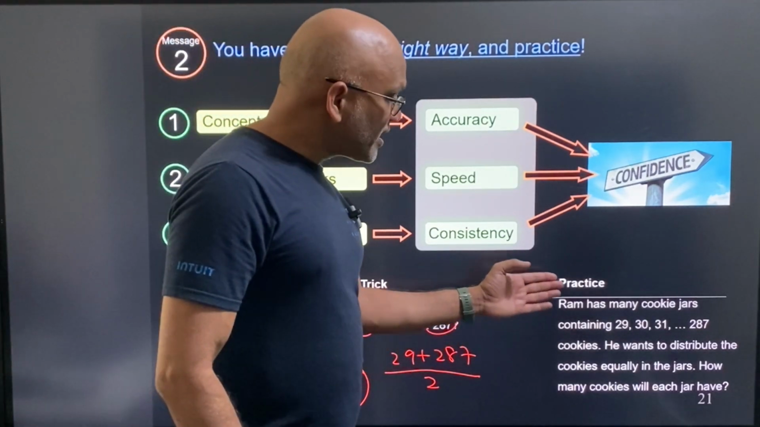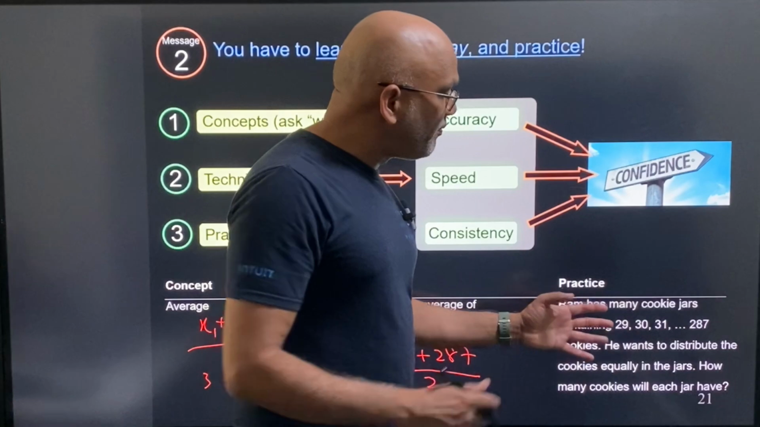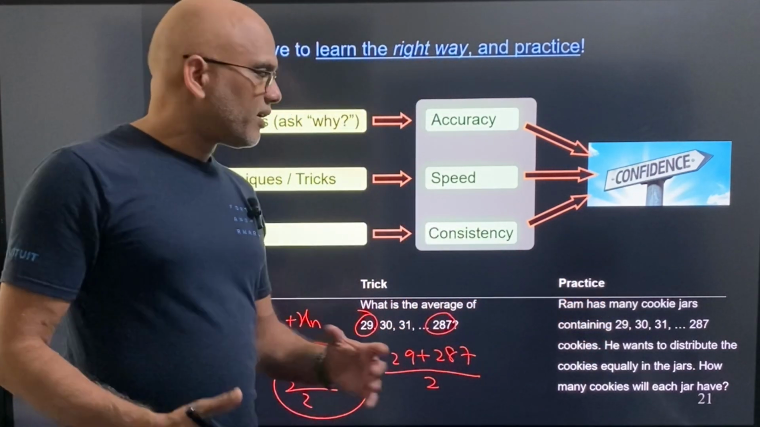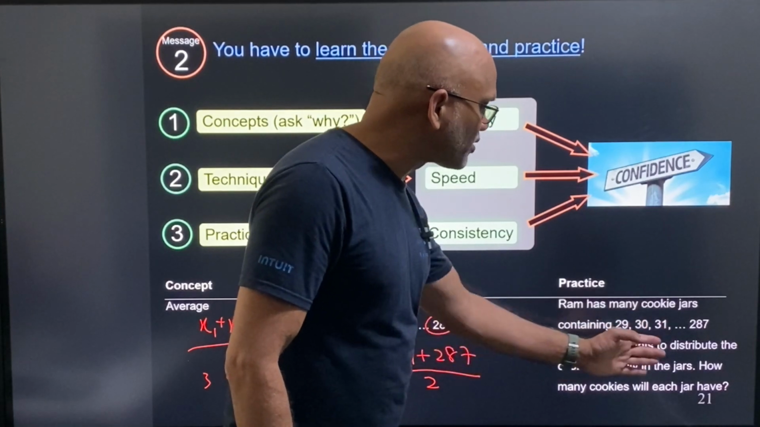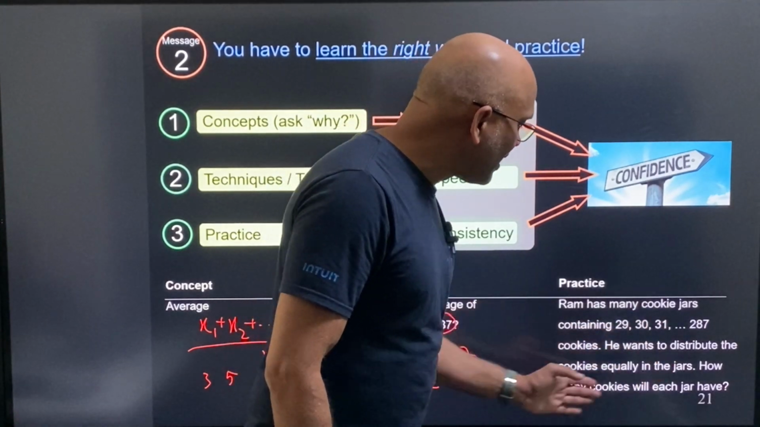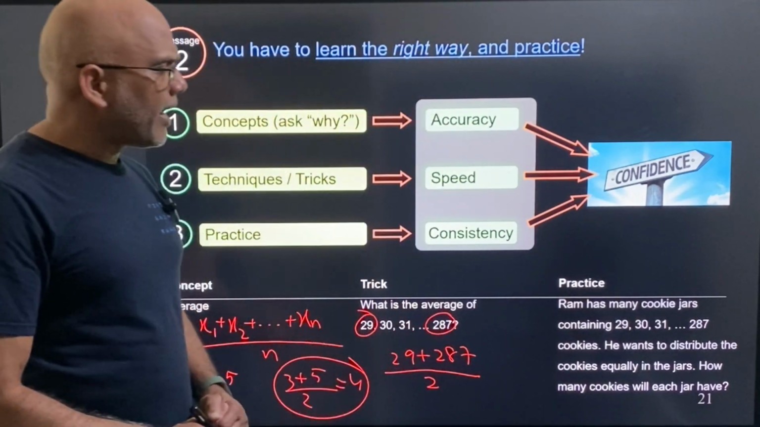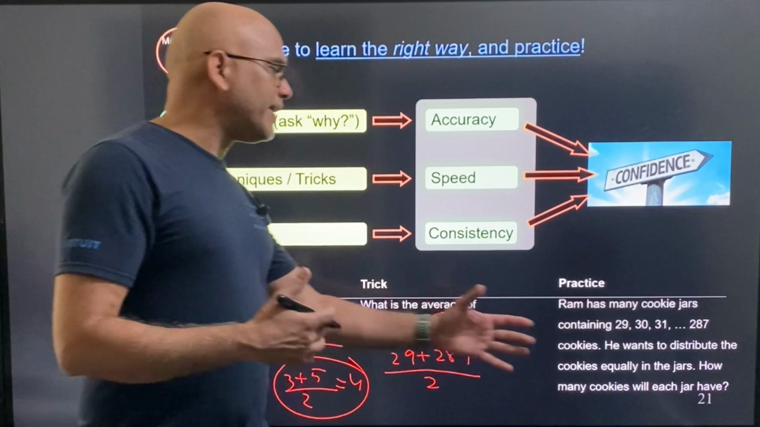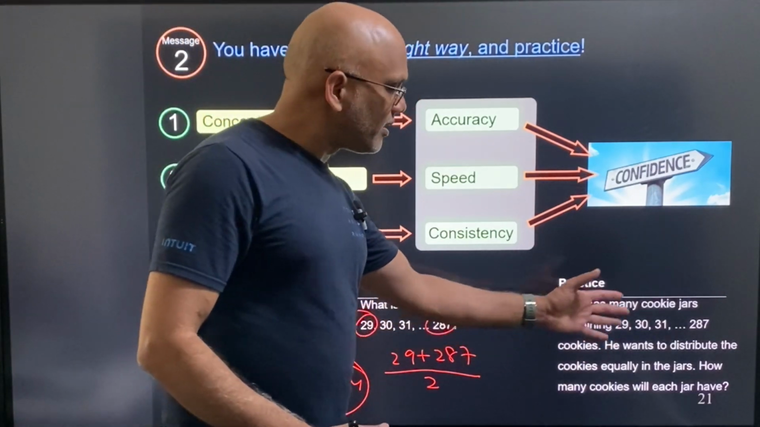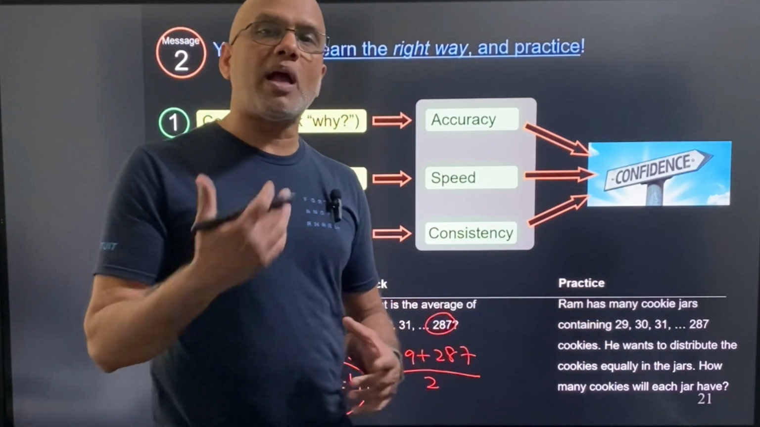The question is going to come in many different forms, right? Something like, Ram has many cookie jars containing this many cookies. He wants to distribute the cookies equally in jars. How many cookies will each jar have? So when you read this question, it should come to you that okay, here I have to apply the concept of average, right?